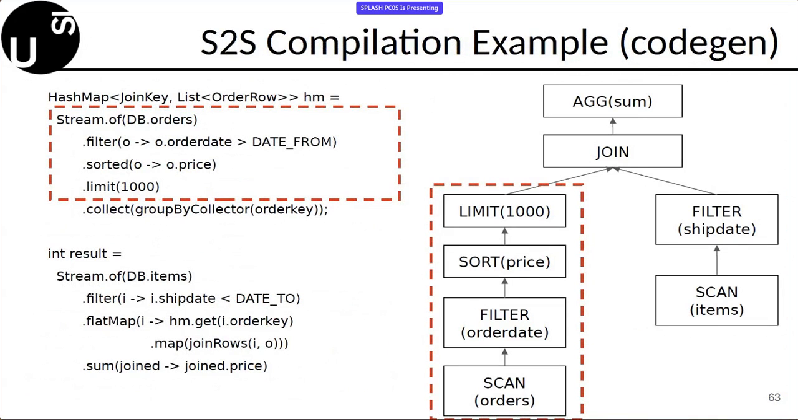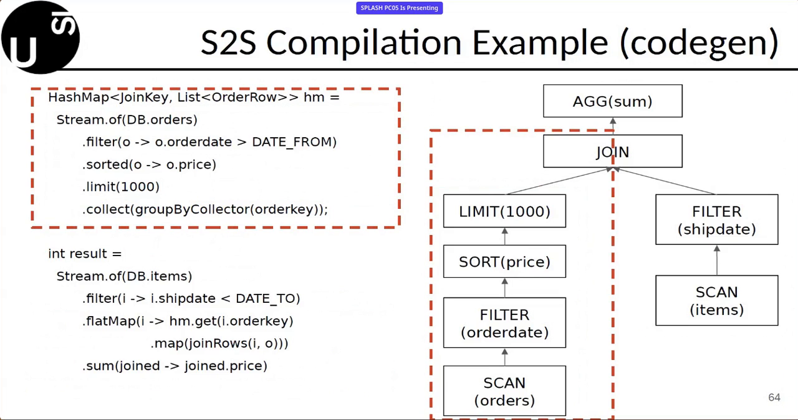On the left is the code generated by S2S for this given query. So let's go step by step. The left side of the join is first converted into a stream of the orders table. This DB orders is the one generated in the first step, the in-memory database. This is actually an array of objects of a type generated at runtime. Then we apply the filter operation, the sorted operation, and the limit.